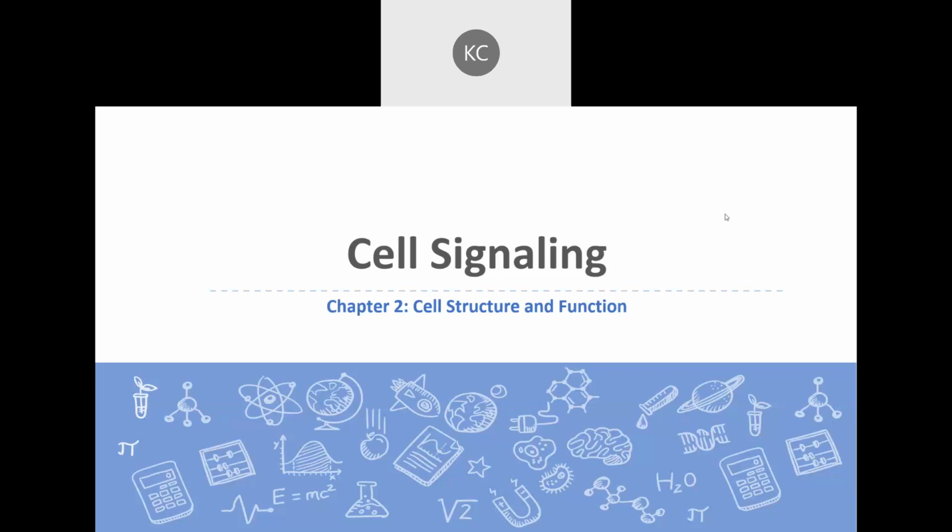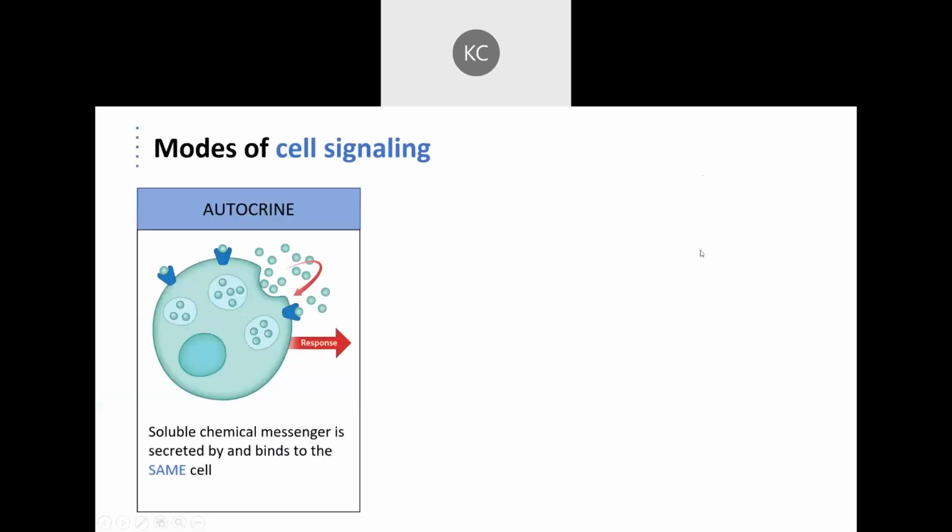All right, so welcome back. This is going to be our last part of our cells lecture. So in this part, we're going to talk about cell signaling, how cells are joined together and interact with each other, and then a little bit about the cell cycle, also known as mitosis. All right, so with that, let's begin.